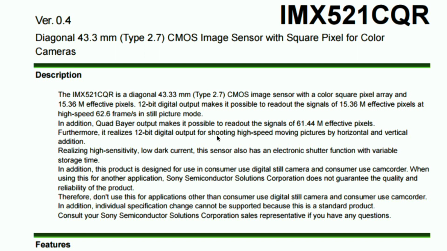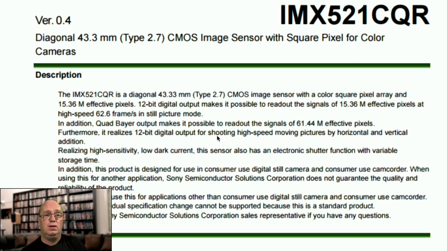12-bit digital output makes it possible to read out signals of 15.36 megapixel effective sensors at a speed of 60 frames a second. That sounds like a reasonable video feature, right? In addition, the quad Bayer output makes it possible to read out signals of 61.44 megapixels. That's already a very interesting number, because that's the same number that we heard before when we were talking about the A7R4, which is 61 megapixels. Just keep that in mind.